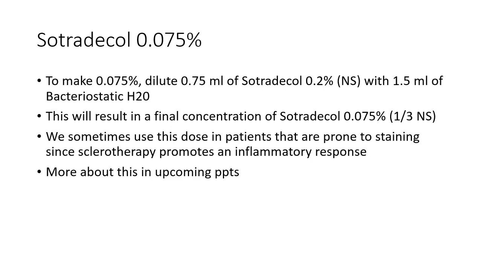To make 0.075%, we dilute 0.75 milliliters of the stock solution with 1.5 milliliters of bacteriostatic water. This results in a final concentration of Sotradecol 0.075%, 1/3 normal saline. Now, many times we use this dose in patients that are prone to staining, or the patients that have staining after previous sclerotherapy with 0.1% will decrease the dose. More about this in the upcoming PowerPoints.